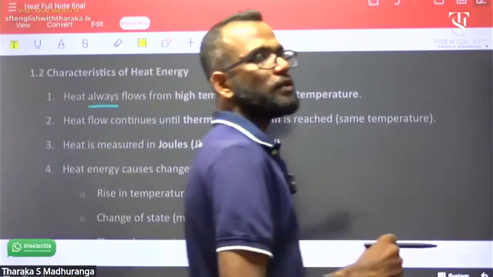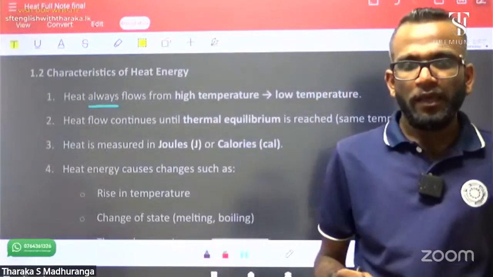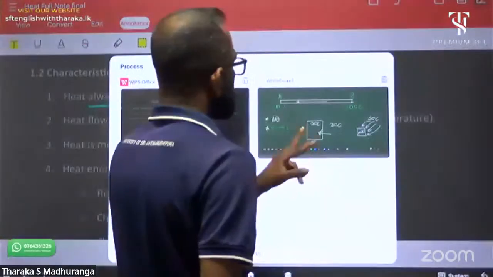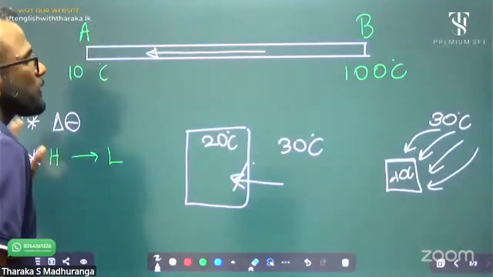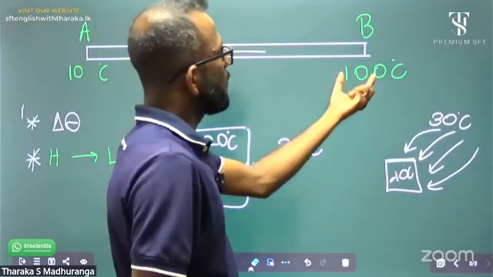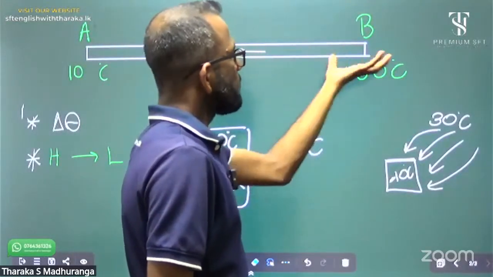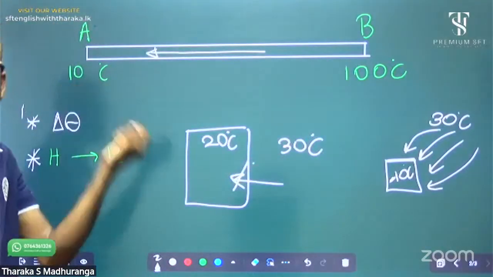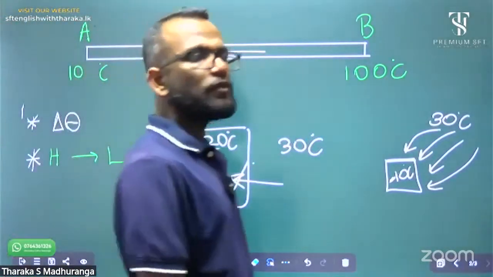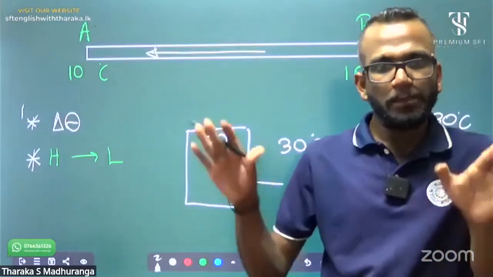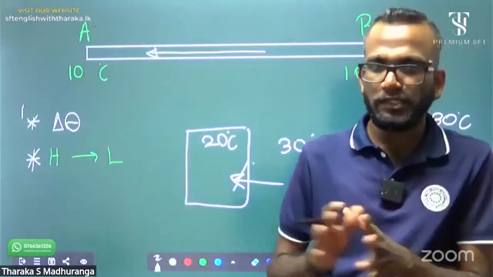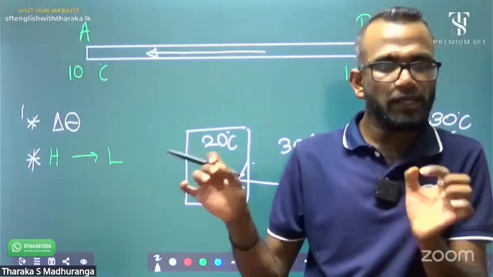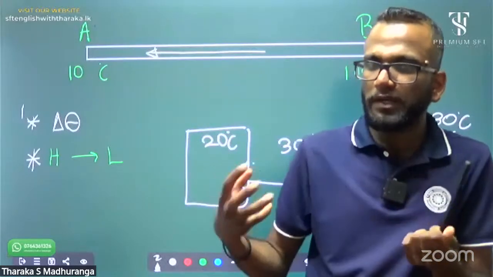The second point. Think of a metal rod, with the B side at 100 Celsius and the A side at 10 Celsius. Now we keep the same temperatures. If we continue this temperature difference, what happens after some time?